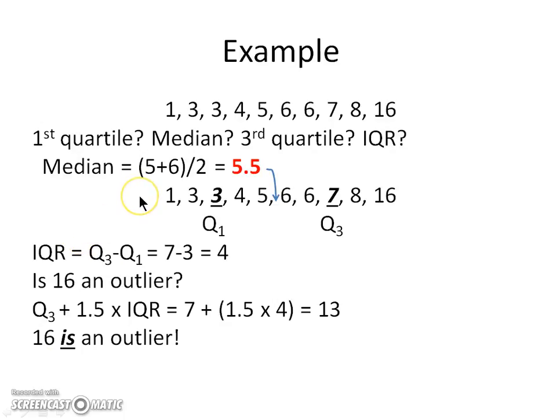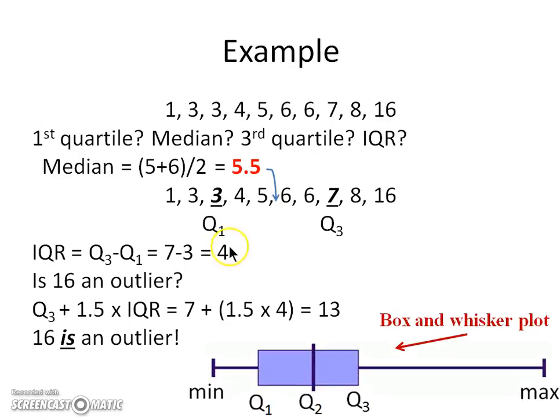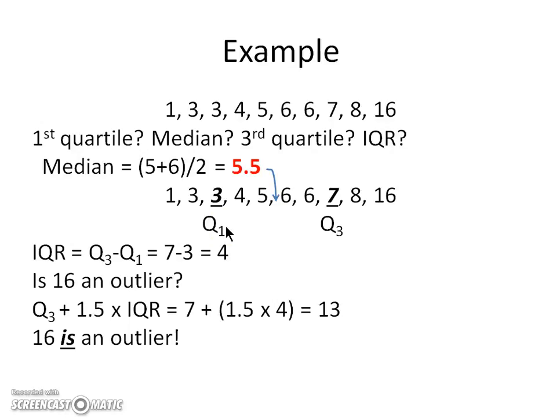If they give us something, for example, negative 10, right? Negative 10 will be on this side. So in that case, I would use Q1 to help me determine if negative 10 is an outlier.